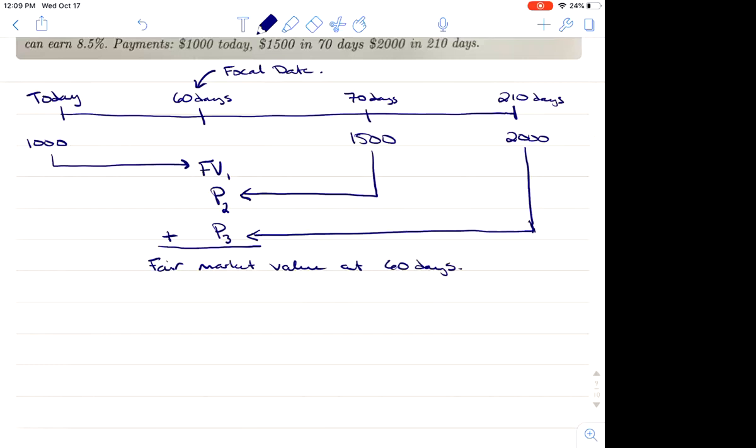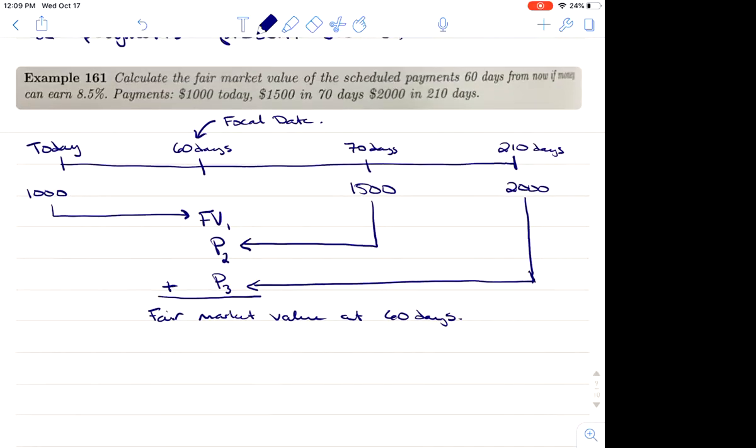Our timeline isn't quite complete. We need the rate. The rate, I'm just going to put it off to the side here because it's the same for all of these, is 0.085. But we also need T for all of these arrows, and then we'll be finished our beautiful timeline. The length from today to 60 days, I just know is 60 days, so T must be 60 over 365.